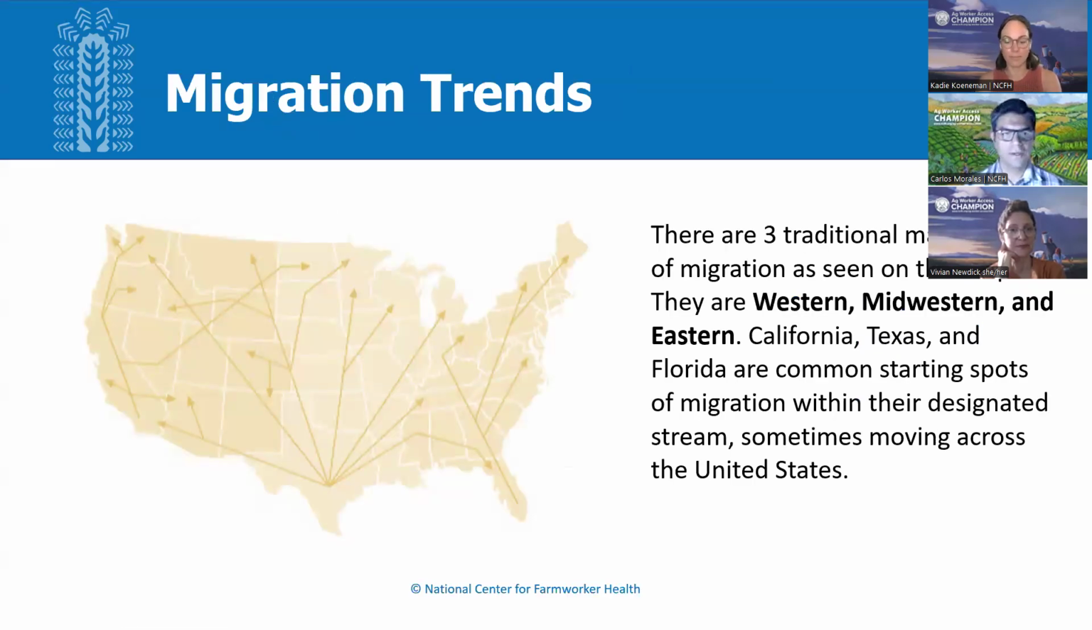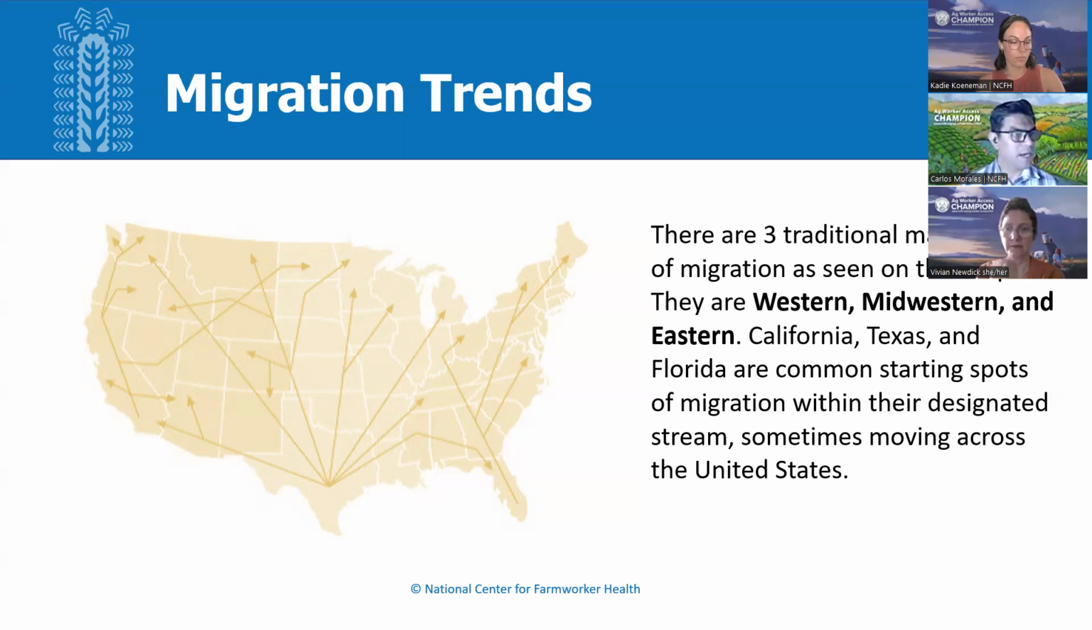All right, thank you, Vivian. Okay, now let's talk about migration trends, which I think is a very interesting topic if we're trying to understand how farm workers move across the country, in order for us to provide better access to healthcare. So there are three traditional mainstreams of migration for farm workers in the United States. As we see here is Western, Midwestern, and Eastern. As shown on the map, California, Texas, and Florida serve as common starting points for migration within their respective streams, with farm workers sometimes moving across the country following crop harvest and employment opportunities, as Vivian mentioned in her slides.